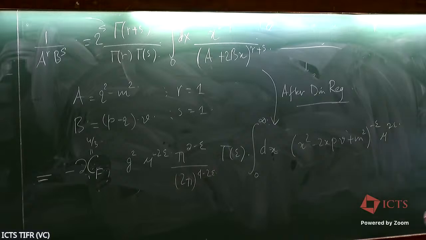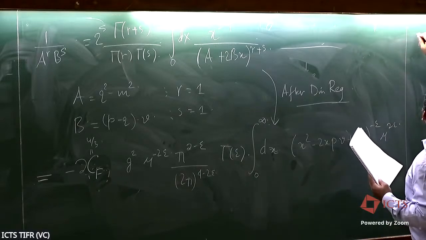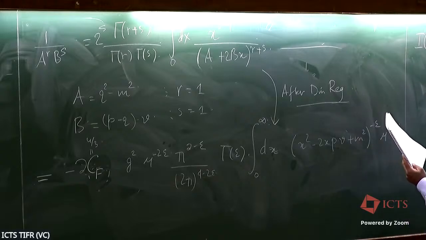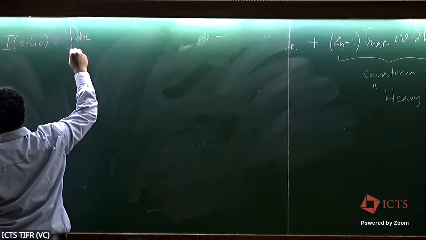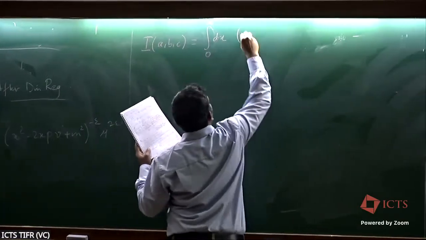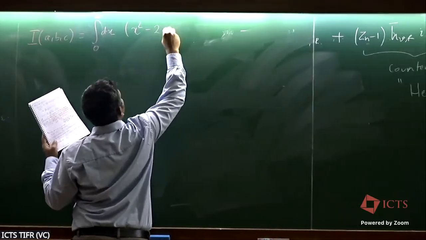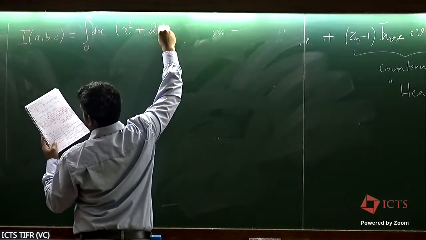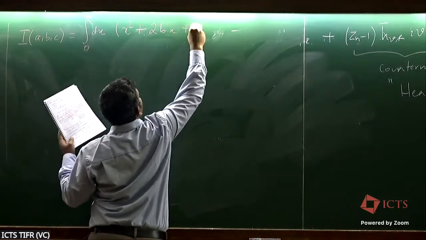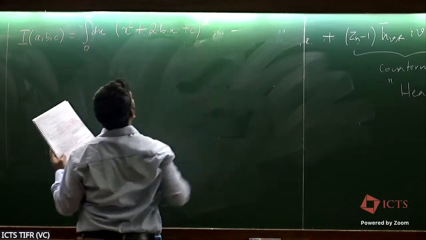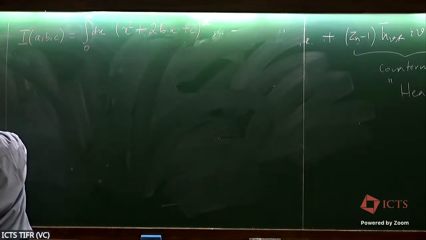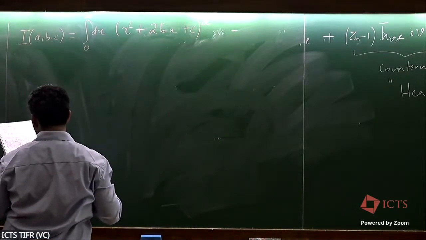So again, these details are all in this book, Heavy Quark Physics. Let us say there is this integral depending on A, B, and C, given by the integral dx from 0 to infinity. Here A corresponds to minus epsilon, B corresponds to p dot v, and C is m squared.